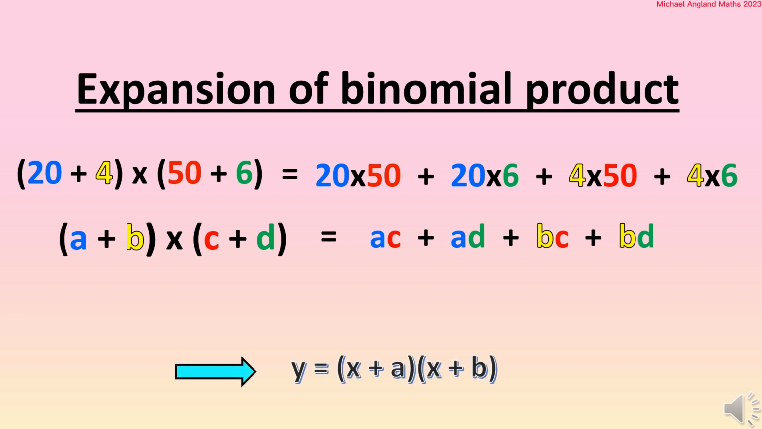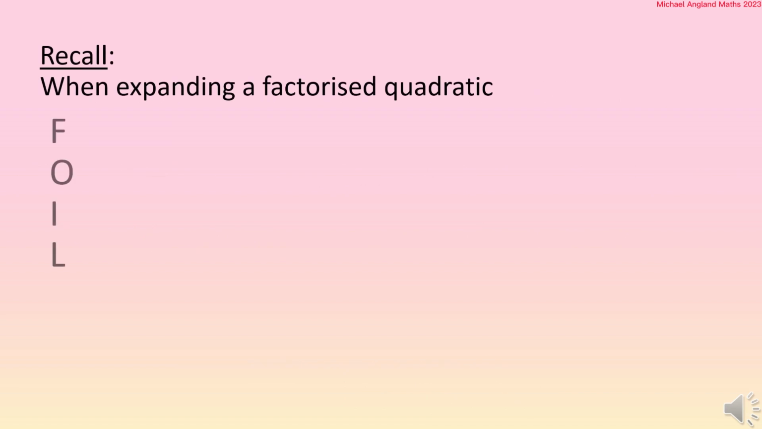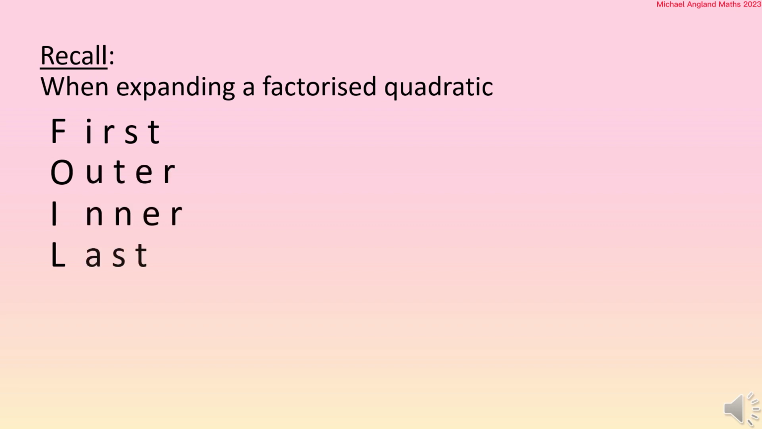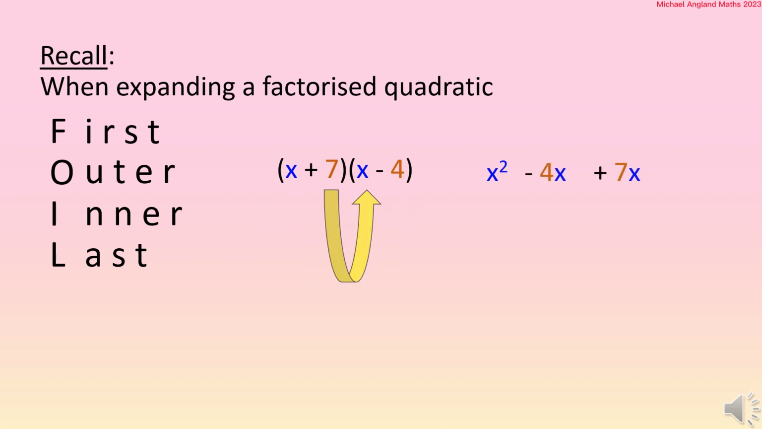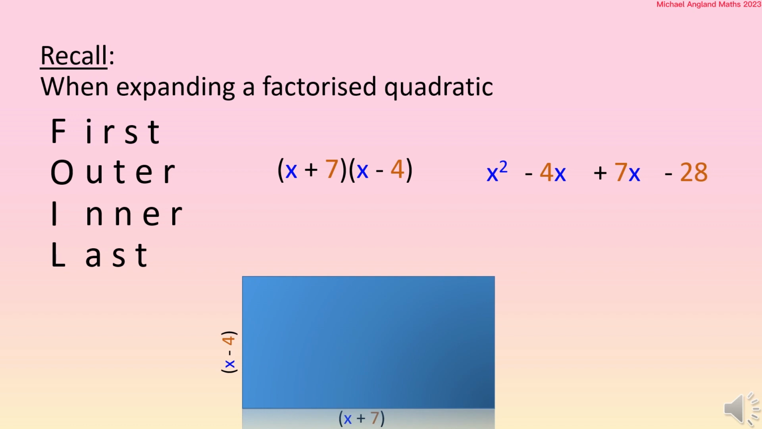If we think of a quadratic, this is how a factorized quadratic is expanded. Recall, when expanding a factorized quadratic, we use the acronym FOIL: first, outer, inner, last. (x plus 7)(x minus 4), well, first is x squared. Outer is minus 4x. Inner plus 7x. Last minus 28. So expanding (x plus 7)(x minus 4), which we could think of as the dimensions of that rectangle, gives us an area of x squared plus 3x, combining the two like terms, minus 28.